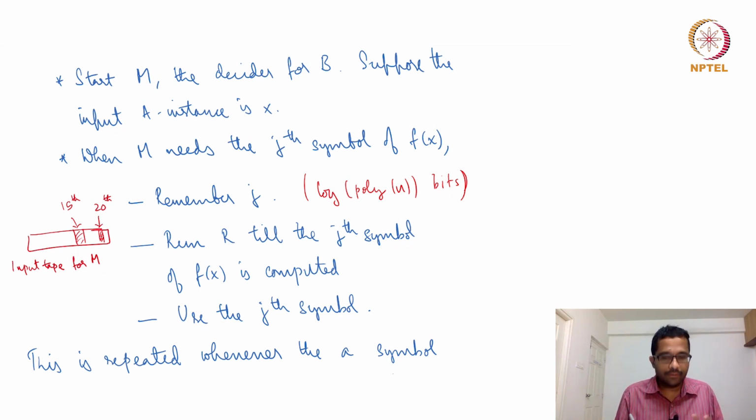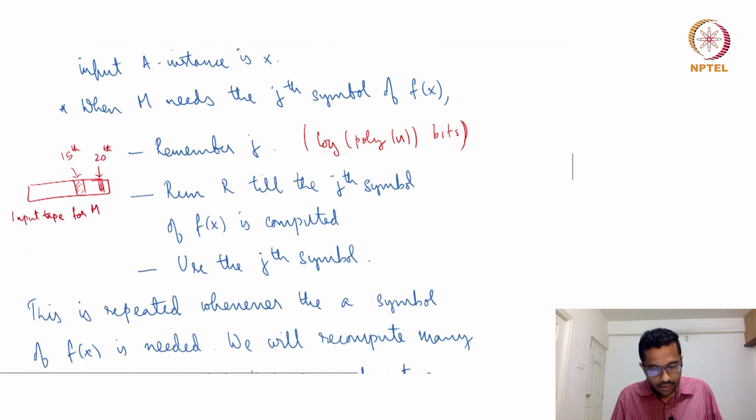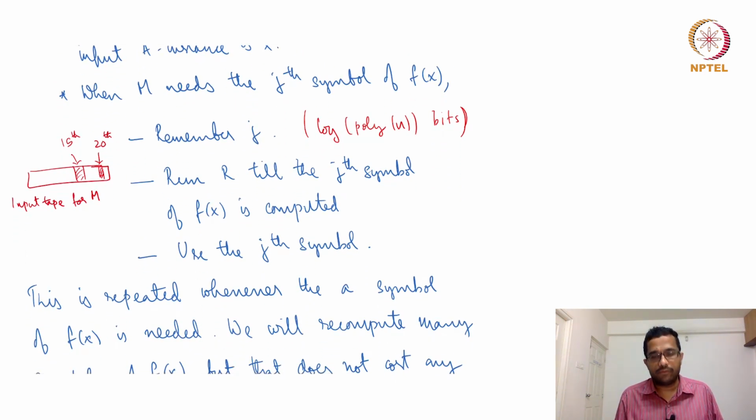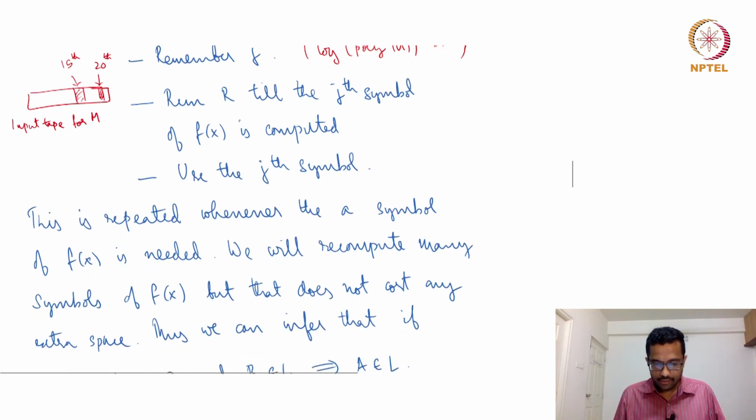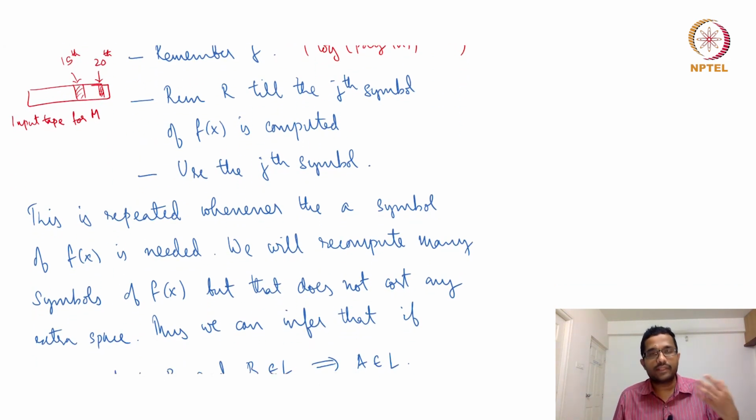Remember, M cannot afford to remember the entire F of X, because just remembering the entire F of X requires polynomial space, and this is something we do not have. All that we have is logarithmic space. So every time we require a certain symbol of F of X, R computes or recomputes it right from the beginning. So there may be a lot of recomputing of certain symbols of F of X, but that's okay, because now we are not using up the entire space to write down F of X. So F of X is never written down as a whole.